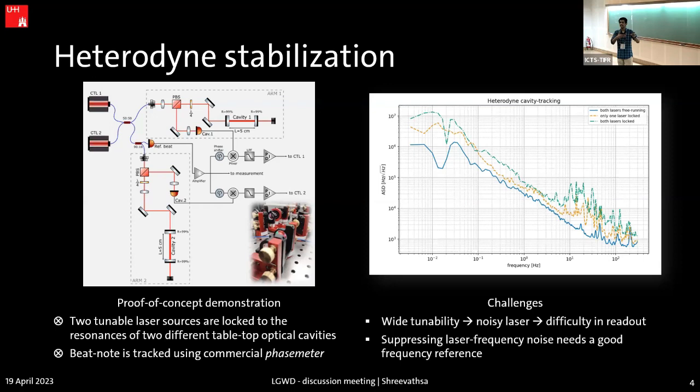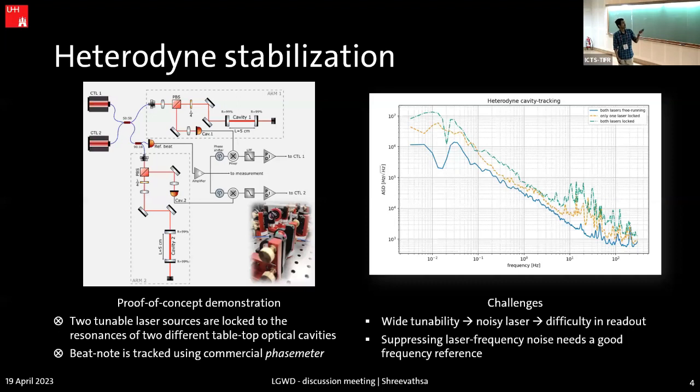The instability in the cavity getting into the beat note, and tracking the beat note frequency, gives us the information about the mirror motion. If we lock both the lasers to these two cavities, then obviously the noise gets high because the noise from both cavities gets coupled into the system. So the proof of concept demonstration has two tunable lasers that are locked, and the beat note was tracked using some commercial phase meter that is available.